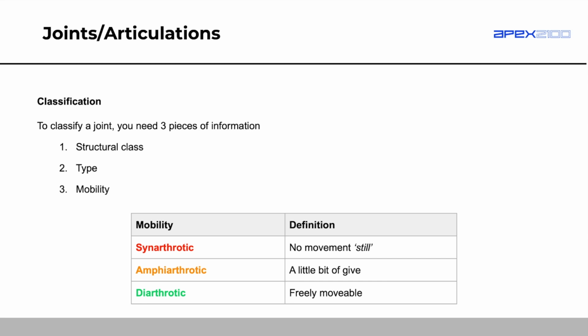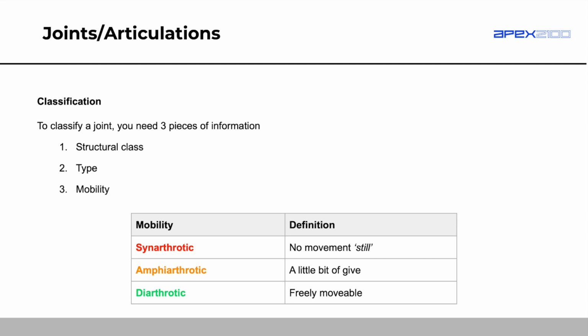So in terms of classifying a joint, which is the next thing we need to know, to classify a joint, you need 3 pieces of information. We need to know the class or the structural class of the joint, the type of joint, and the mobility of the joint. So it's actually easier if we start with the mobility.